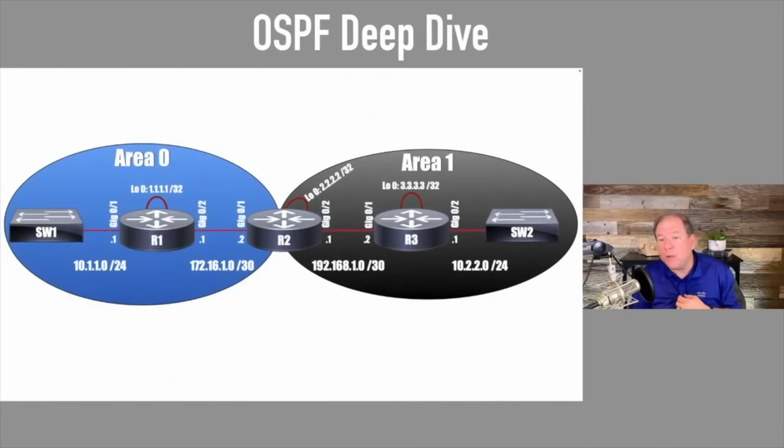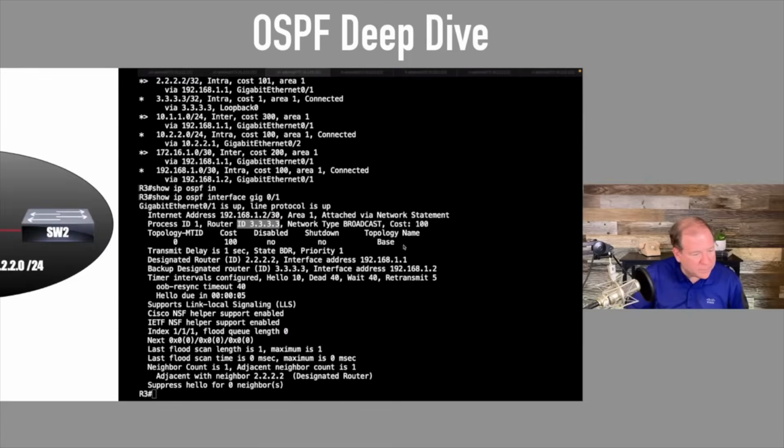And here's the topology we're going to use. I'll be doing filtering in two different ways in this demo. I'll be filtering on R2 as we go from one area to another. And I'll be filtering on R1 as we go from the link state database into the router's IP routing table. So let me get my topology back up on screen.